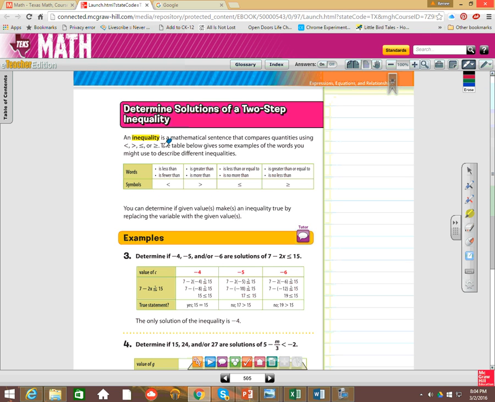An inequality is another vocabulary word. Make sure you understand that. It is a mathematical sentence that compares quantities using less than, greater than, less than or equal to, or greater than or equal to. The table below gives some examples of the words you may use to describe different inequalities. So you see the symbol, when it's pointed toward the left, it is less than or fewer than. When it's pointing toward the right, it's greater than or more than, and so on and so forth.